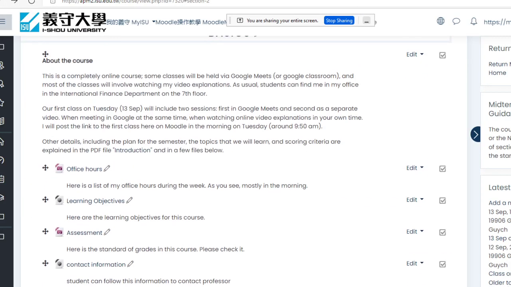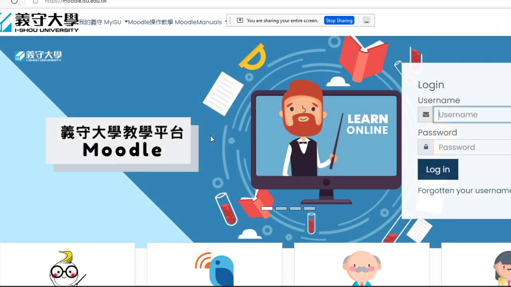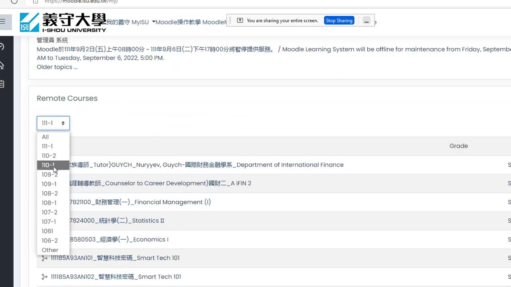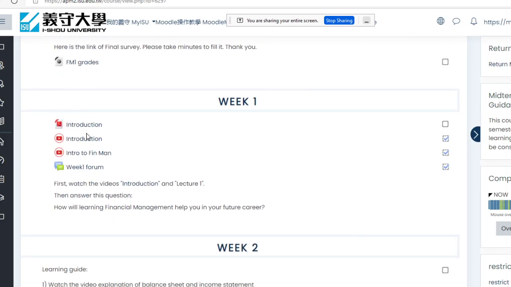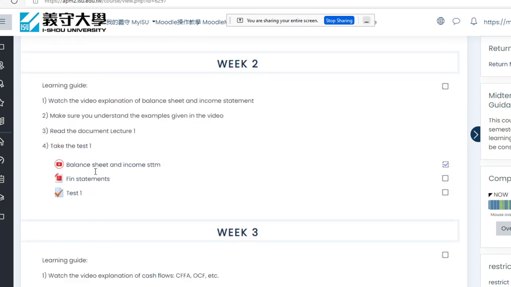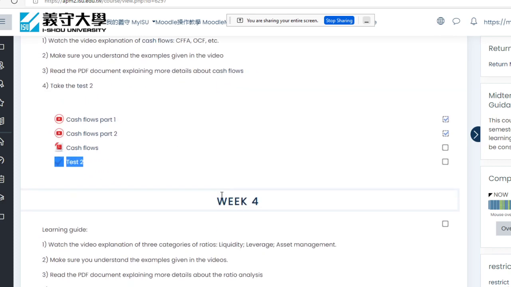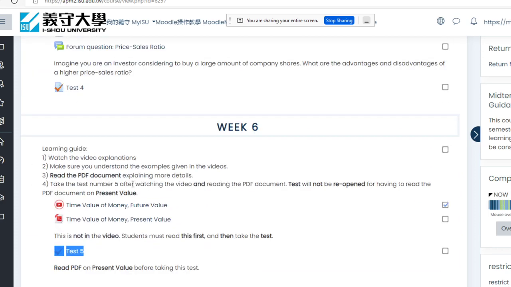If I go back to, let's say, last year, Financial Management 1, here. The first week, this is last year, no tests, only a forum. We have a forum this week as well. I'm going to talk about that in a minute. And here, week 2, test 1. Week 3, test 2. Week 4, test 3, and so on. Nearly every week you have your tests.